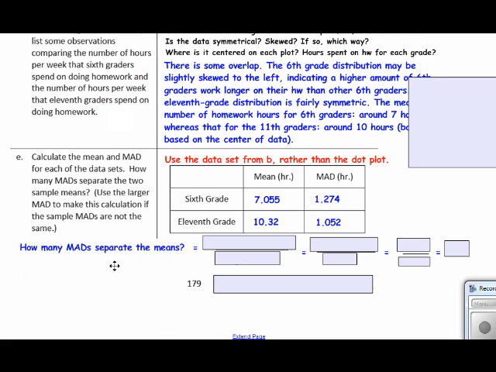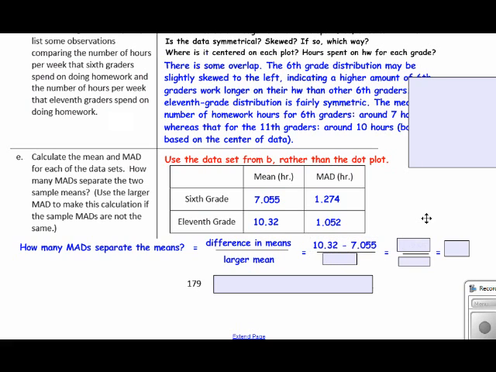Next, how many MADs separate the means? Remember that that is a division problem. It's the difference in means, so you're going to subtract the means, then you're going to divide by the larger MAD, and the larger MAD is 1.274. And this is going to give you how many MADs separate the means.